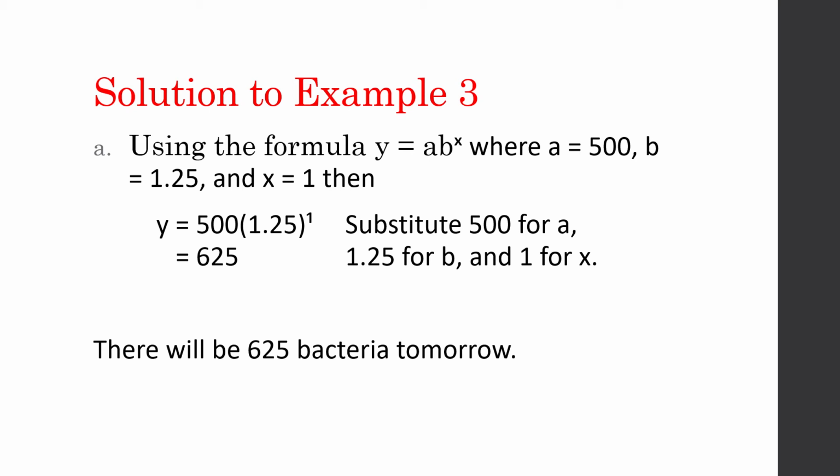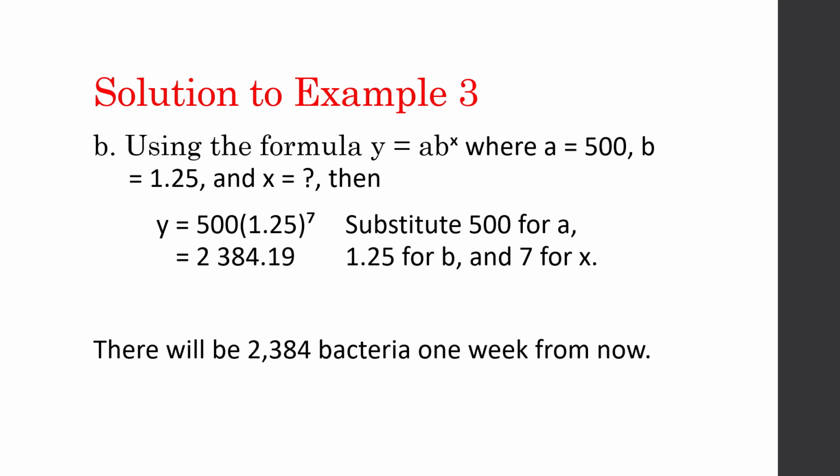How about 1 week from now? Again, using the formula y is equal to a times b raised to x, where a is equal to 500, b is equal to 1.25, and x. So remember, there are 7 days in 1 week. Then y is equal to 500 multiplied by 1.25 raised to 7. The answer is 2384.19. So there will be 2384 bacteria 1 week from now.